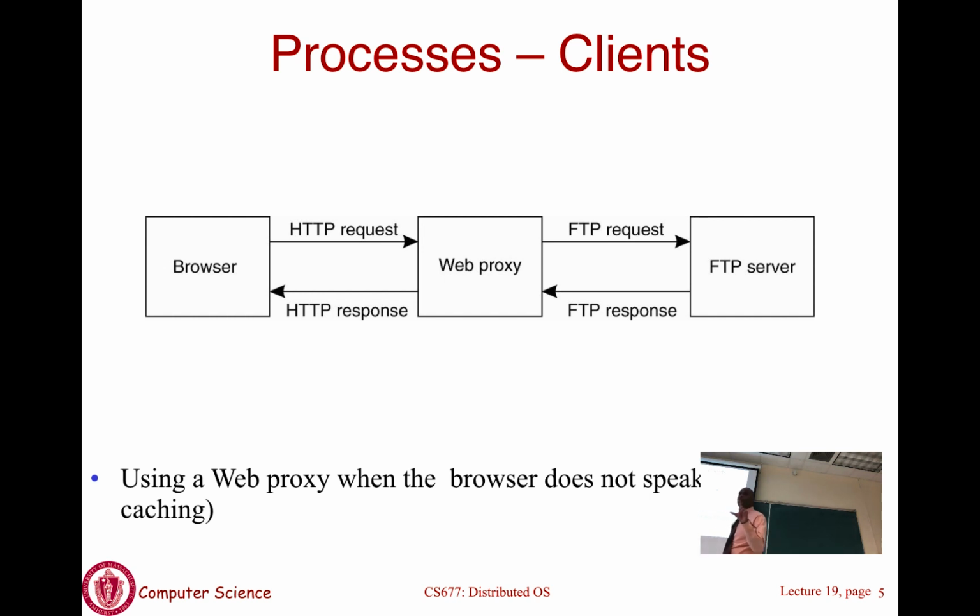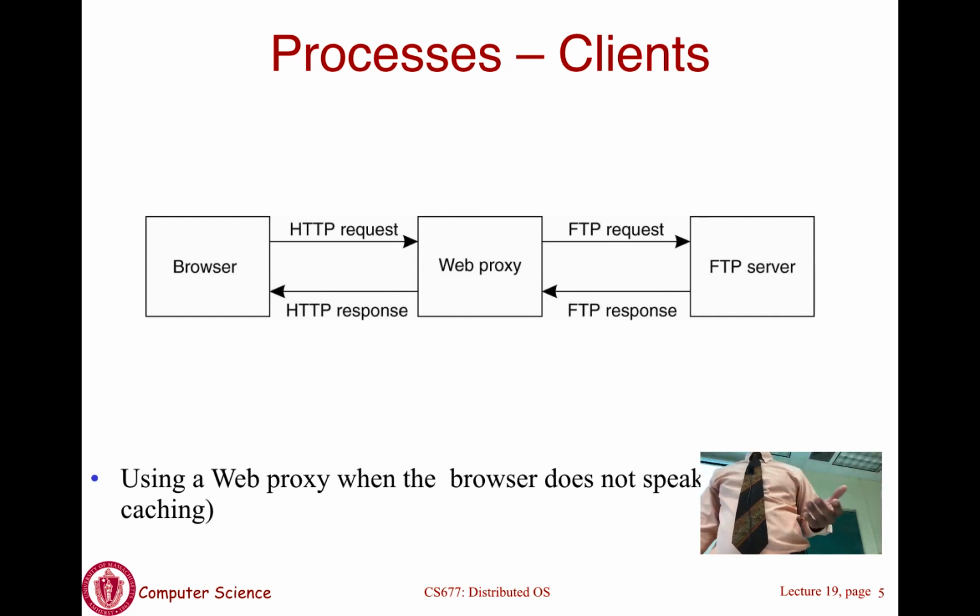Now, just to illustrate that the proxy can actually do interesting things, we made the server an FTP server, not an HTTP server. And you will see that the browser is sending HTTP requests. They get translated into an FTP request in this case. So this is a very trivial example to show that a proxy can also do protocol translation, not just simple things like caching and things of that sort.